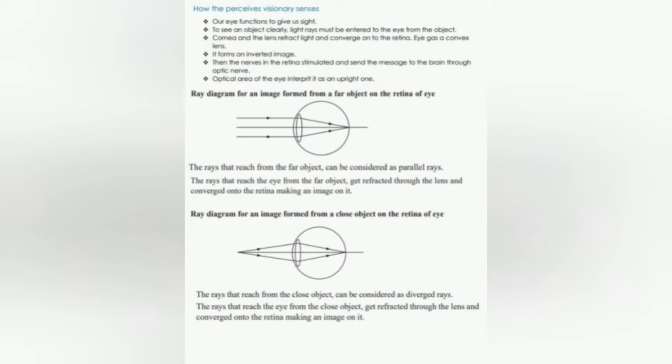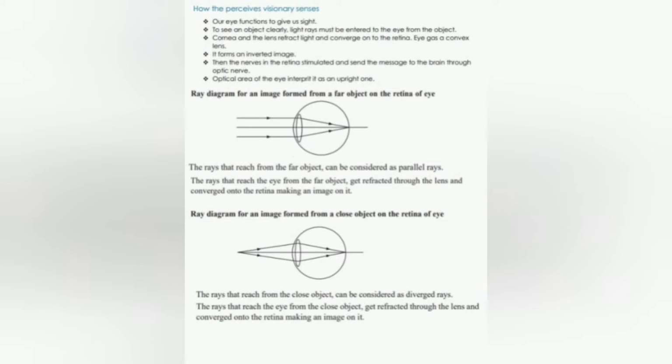You observe the first diagram given here. That is the ray diagram for an image formed from a far object on the retina of the eye. The rays that reach from the far object can be considered as parallel rays. The rays that reach the eye from the far object get refracted through the lens and converged onto the retina, making an image on it.